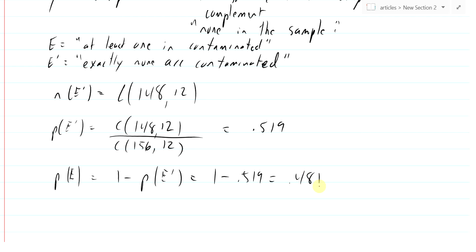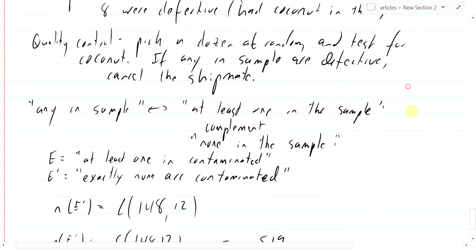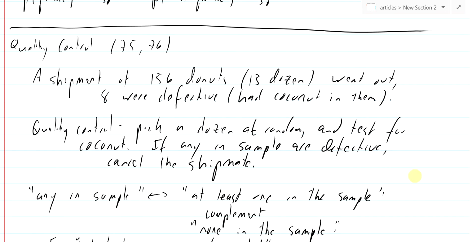There's a 48% chance that this particular quality control system with this particular distribution of numbers will actually catch that some of the coconuts are defective. Of course, in real life, right, things are much more complicated, and particularly you don't know how many are actually defective. But, you know, this is the basic idea of a bunch of quality controls.